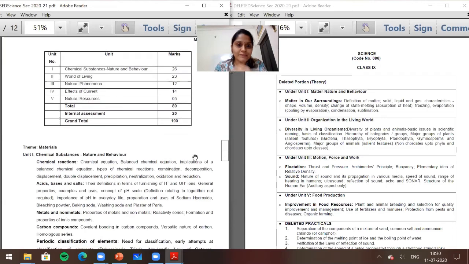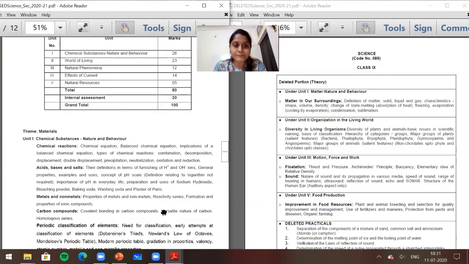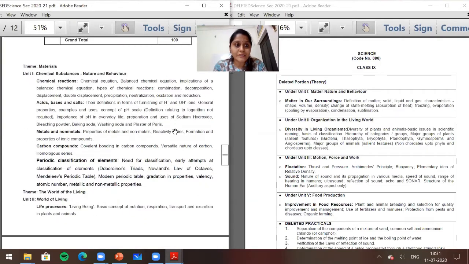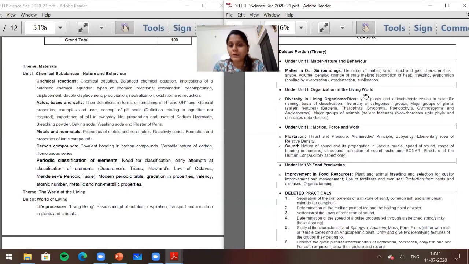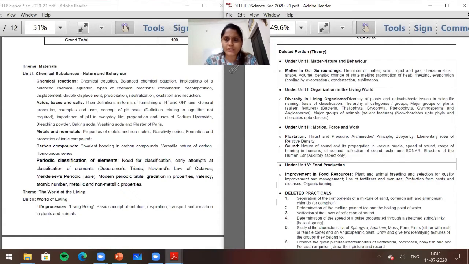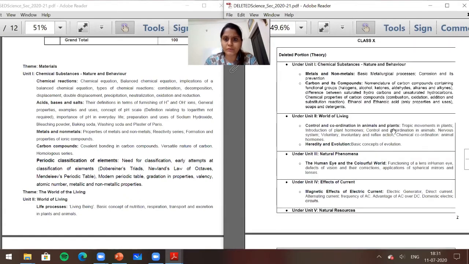So, as it was in your maths, the chapter-wise or unit-wise weightage is not changed. It's the same. Now, secondly, let us start with the first unit, chemical substances. All the 5 chemistry chapters are there. As far as chapter number 1 and chapter number 2 are concerned, there is no change as such. Okay, unit 1.